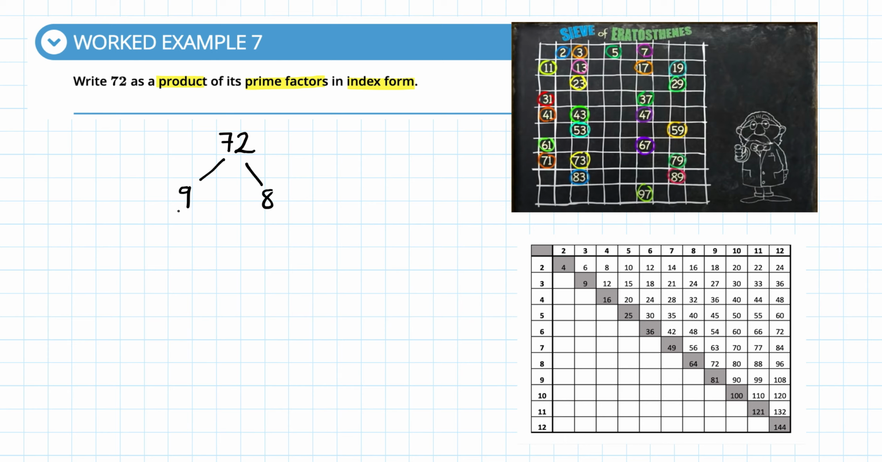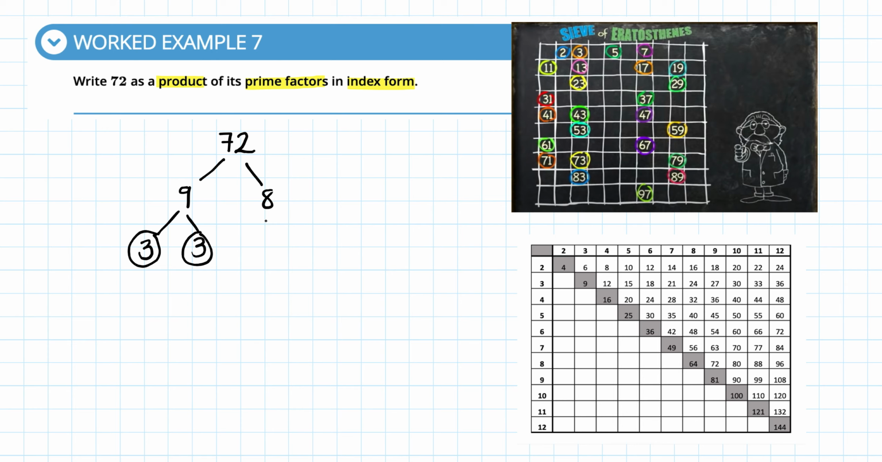So 9, I know that I can divide it by 3 and 3. When I divide 9 by 3, I get another 3. So I'm writing two factors here of 9, and I know that these factors are prime, so I'm going to circle both of them. Remember that the only rule when we're using the factor tree is that we cannot use 1. It's the only rule that we have.